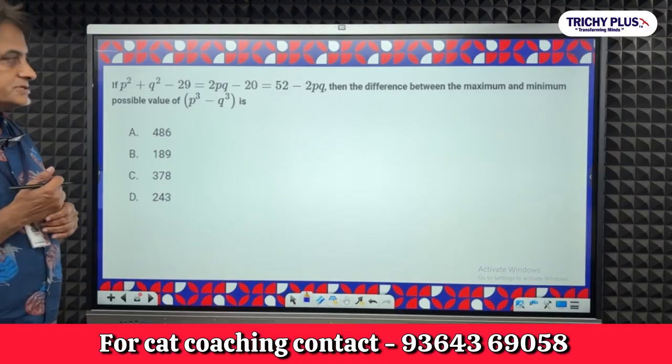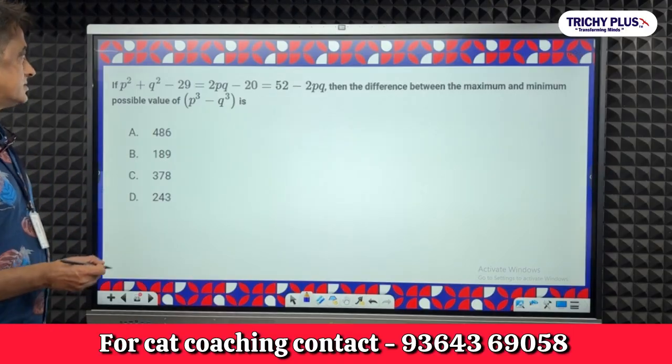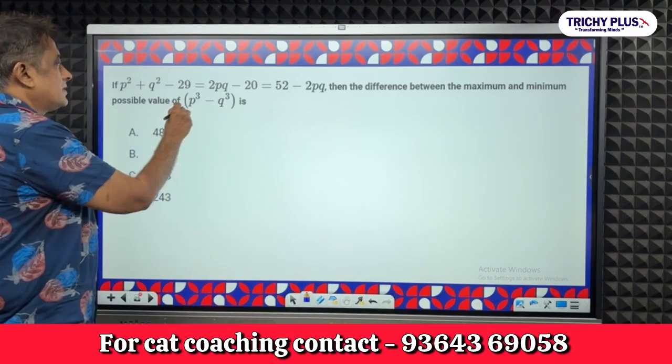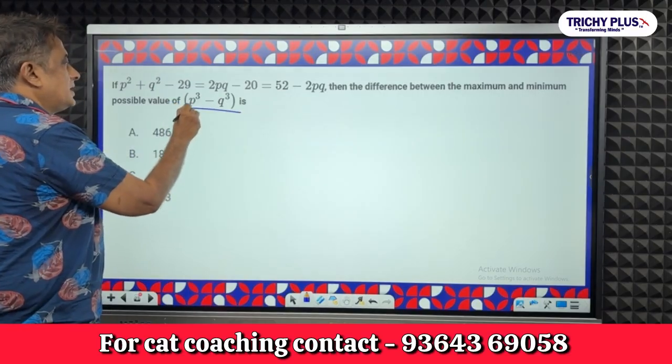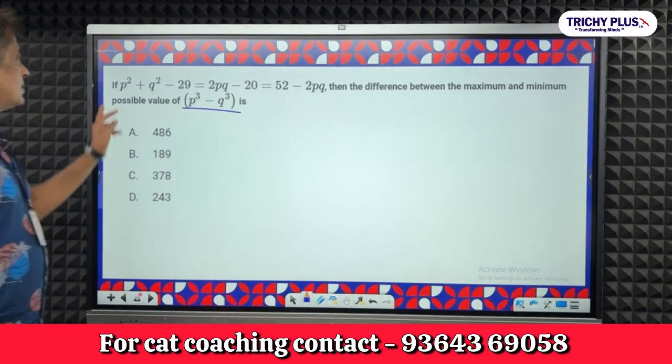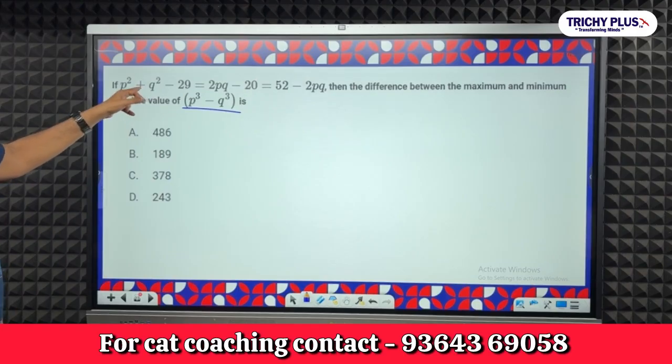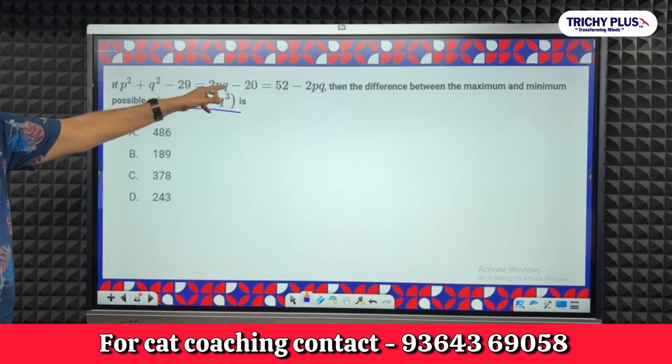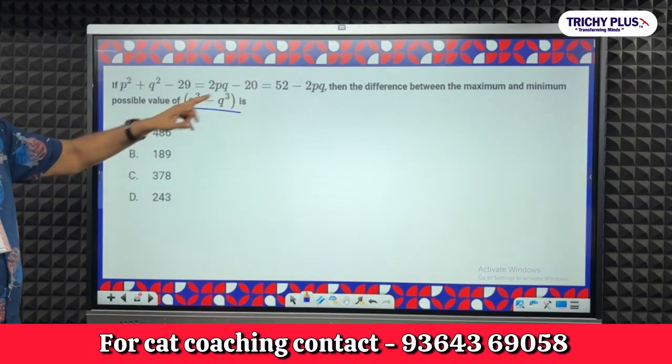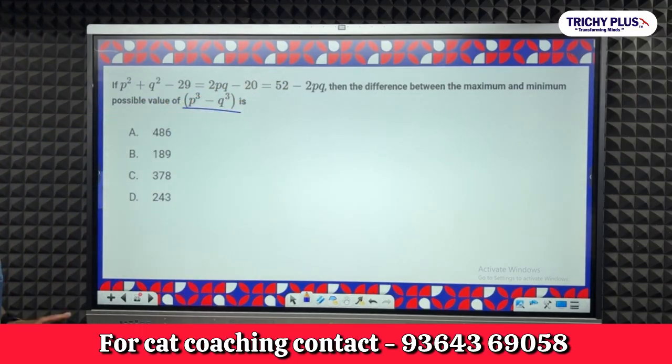Let me take this question and then I'll go to the last question. Now you're asked to find the value of p cube minus q cube. In the equation they have given p squared plus q squared minus 29 is equal to 2p cube minus 20 is equal to 52 minus 2p cube. Right? What is the maximum possible value?